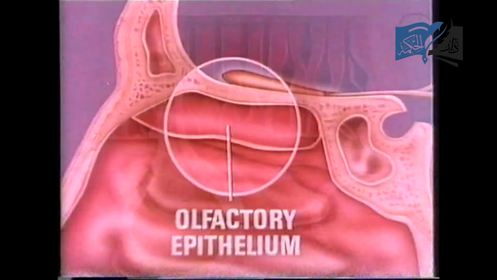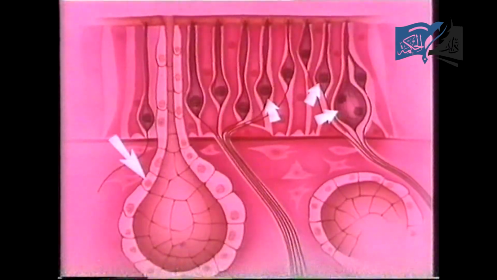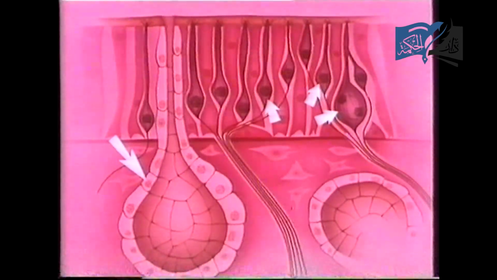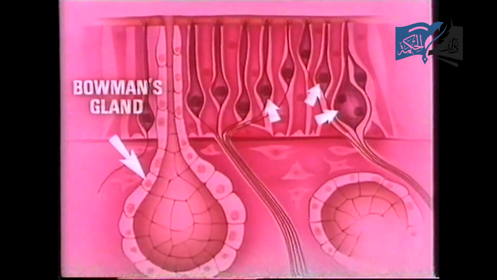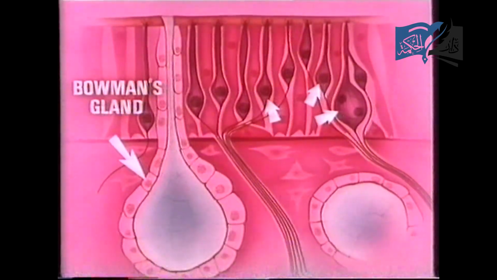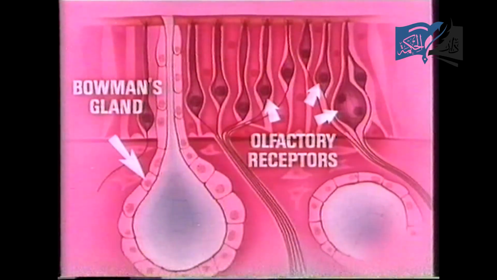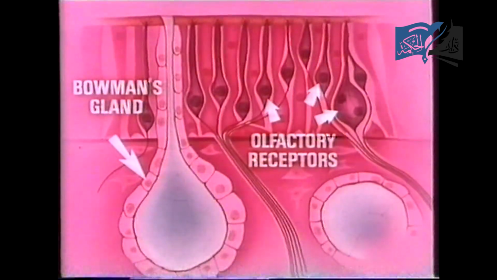Within the olfactory epithelium, we find a grouping of cells and associated organs. The organs, Bowman's glands, are filled with a liquid secretion. The cells, olfactory receptors, are the actual receptors of smell. Under the microscope, a stained section of the olfactory epithelium shows both glands and receptors.